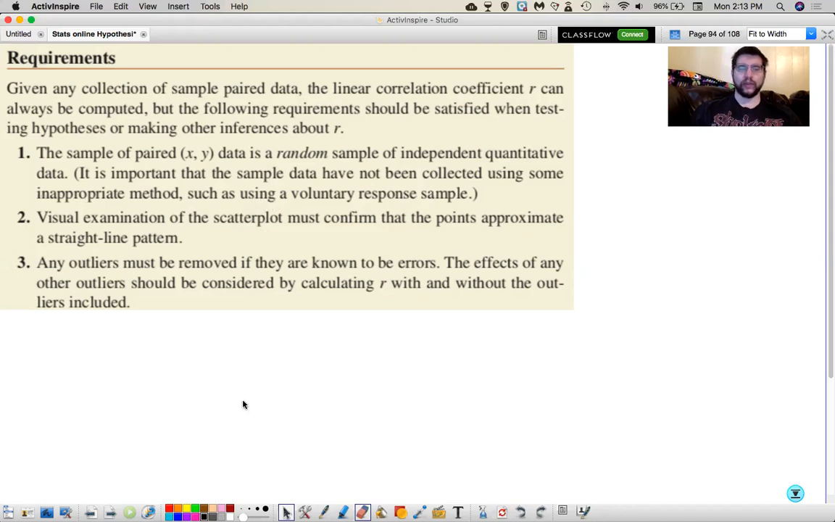So make sure it's not just, hey, what do you think? Hey, what do you think? Do you think Trump should stay president? It's got to be some random sample. Still got to be that random sample. Voluntary response is not random.